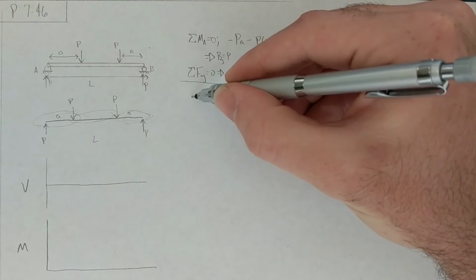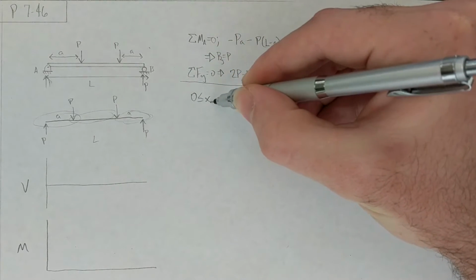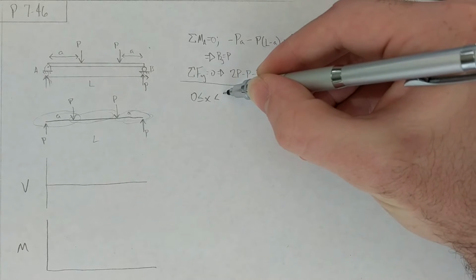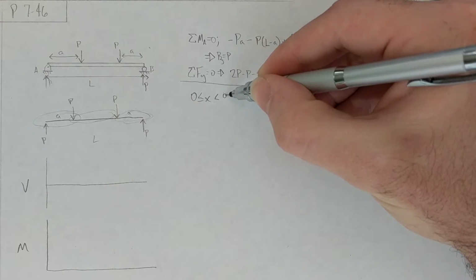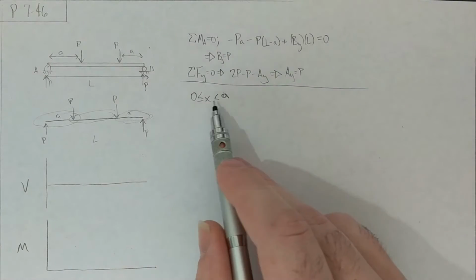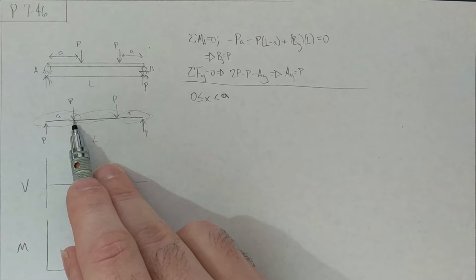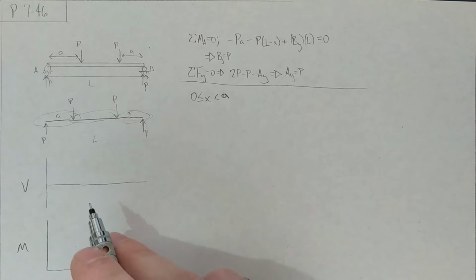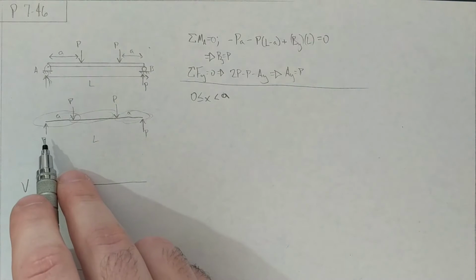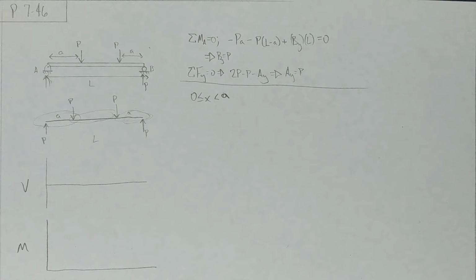Alright, so for 0 is less than or equal to x, which is less than A. And the reason that we say less than A is because we're not supposed to analyze directly at the point force P, so we're going to have to be just a little bit to the left of it. We make the exception with those support reactions.